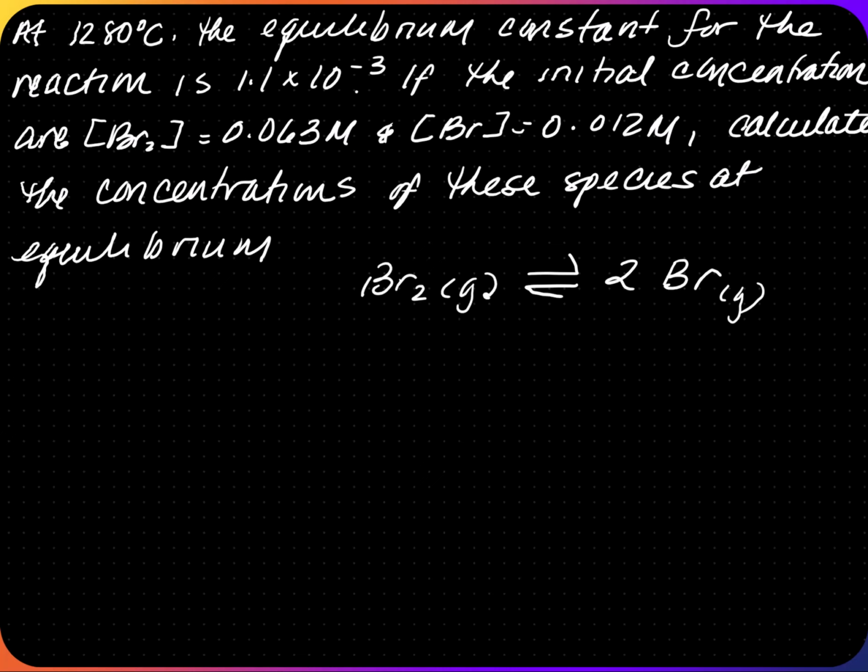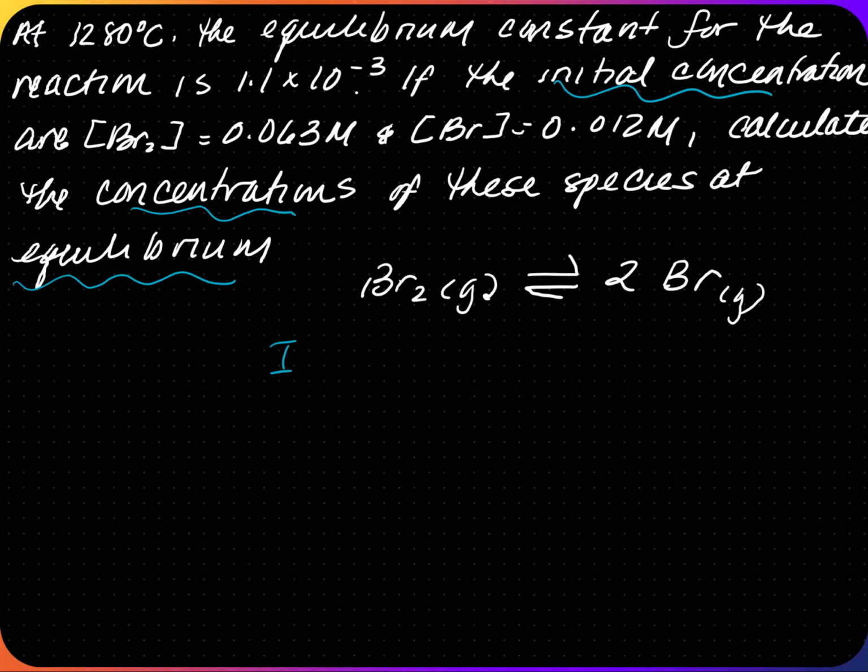So two clues that this is not at equilibrium. First, they want you to calculate the concentrations at equilibrium, and they provide initial concentration. Therefore, you need to complete an ICE table. The Br2 concentration is 0.063 molar, and our product concentration is not 0 because it's given as 0.012 molar.